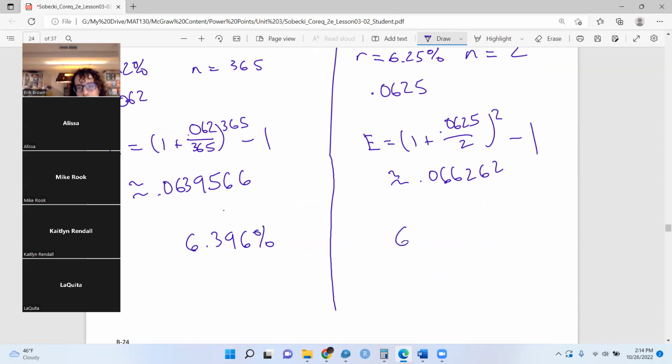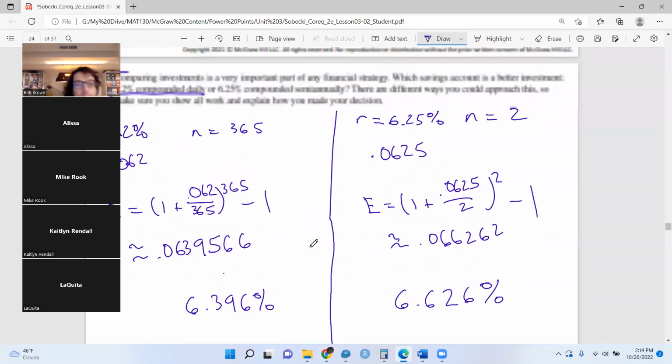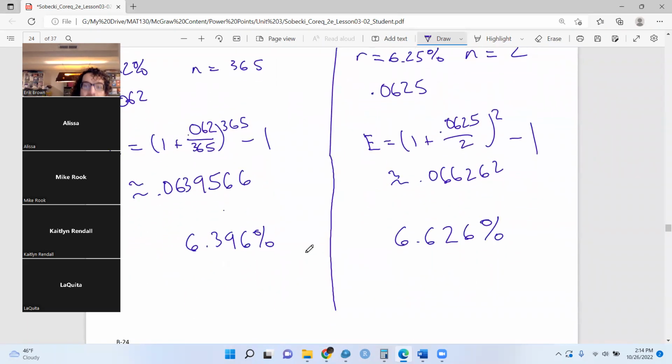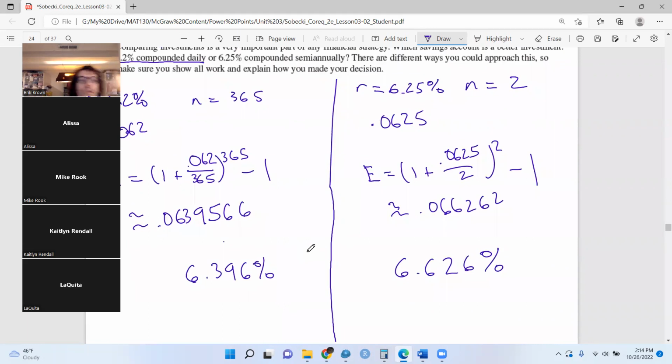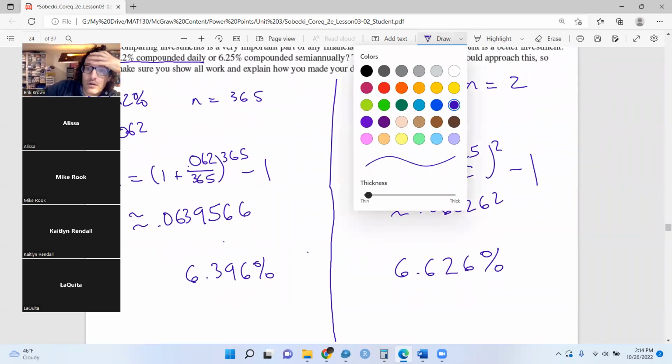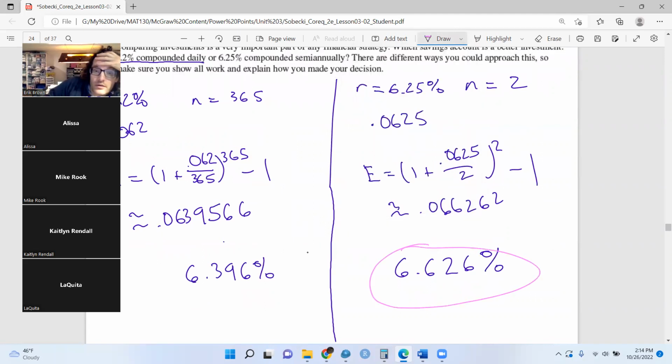So in terms of their interest rates, this one is 6.396%. This one is 6.626%. All right. So which is the better savings option? Surprise, surprise. This one is better because it has a higher interest rate.